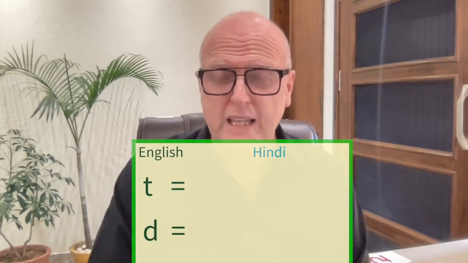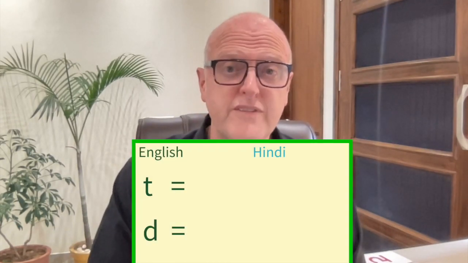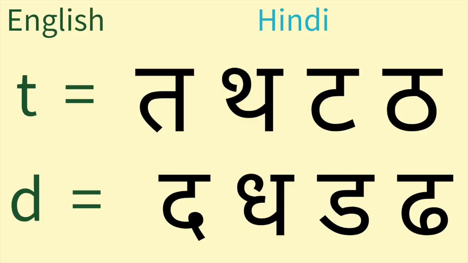Now we've reached a stage in our lessons where we need to address something that's very important. The letters in English of T and D. English has two sounds, one sound for each letter. There's T as in top and there's D as in dog. However, in Hindi, each letter, T and D, have four separate sounds to them. And to someone learning Hindi, they sound all the same. And it will take some time to be able to really differentiate the sounds.